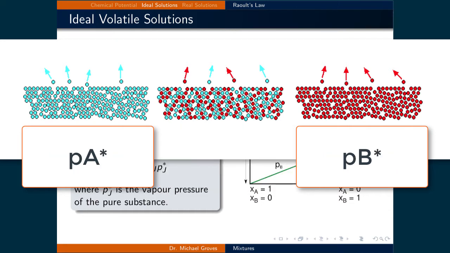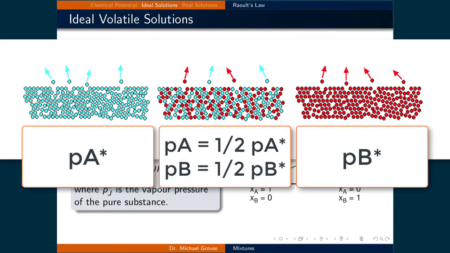P star is the partial pressure of the gas when it is pure, so on the left the partial pressure of the vapor is P star A, and on the right it is P star B. In the middle, since there is half as much of A and B in the mixture, assuming that the solution is ideal, the partial pressure of both components is 1/2 P star A and 1/2 P star B.